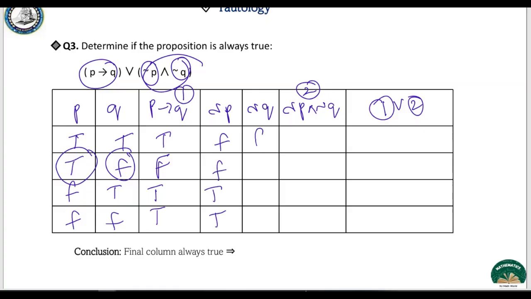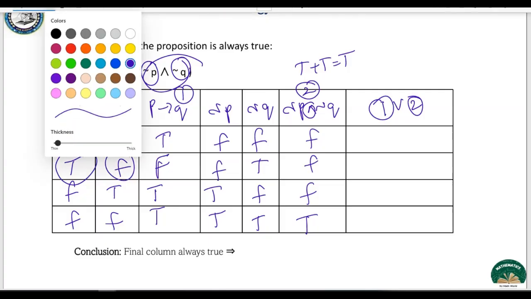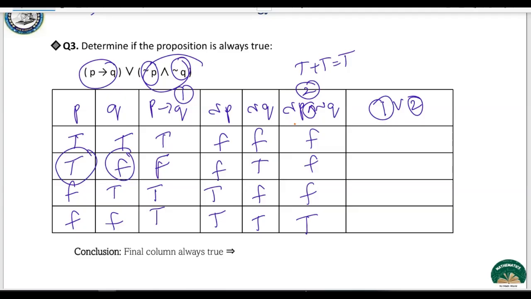The negation of Q will be F T F T. Then what will be this both and will be T plus T, it is T. So we have T plus T. Yes, in the last, T plus T is T. Remaining all is false. Then now finally we have to check for the values of this first one and this second one.